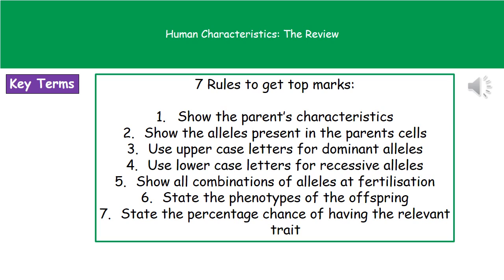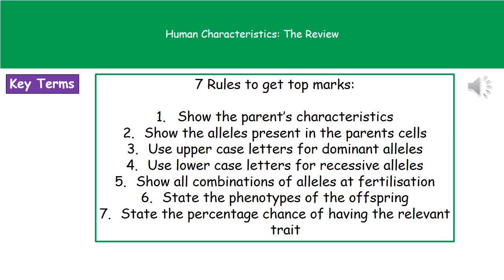When we're looking at drawing one of these little monohybrid crosses, or one of the genetic diagrams to show inheritance, then there are 7 rules we need to bear in mind to make sure we get top marks on it. First one is we've got to show the characteristics of the parents. So write down blue eyes, brown eyes, whatever it is underneath the parent. We then have to show the alleles present in the parent cells. We need to remember to use uppercase or capital letters for the dominant alleles, and to use lowercase letters for the recessive alleles.